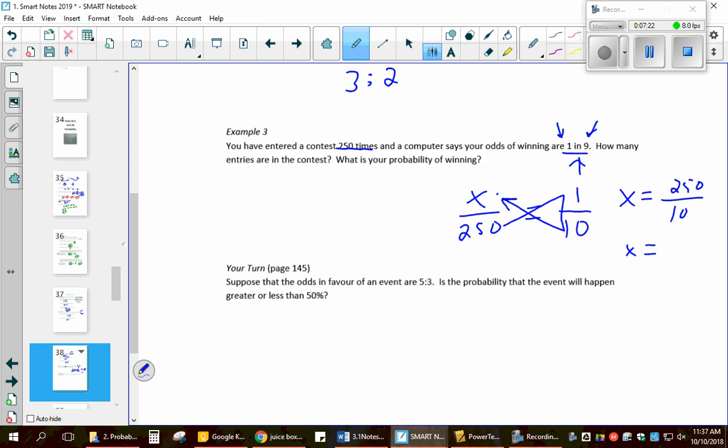Right, so 250 divided by 10 is 25. So you should win 25 times if you played 250. If you played 250 times, you should win 25 times.